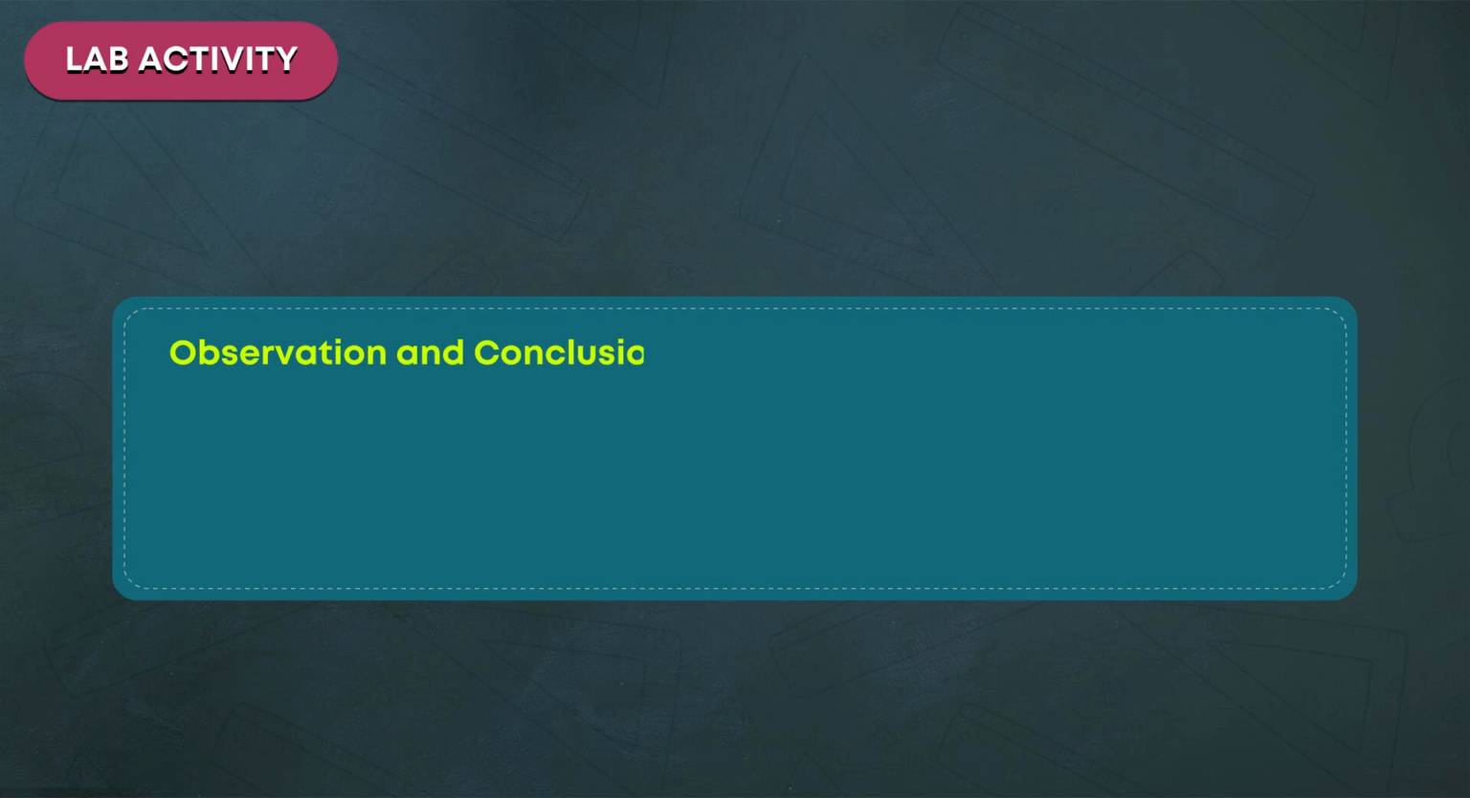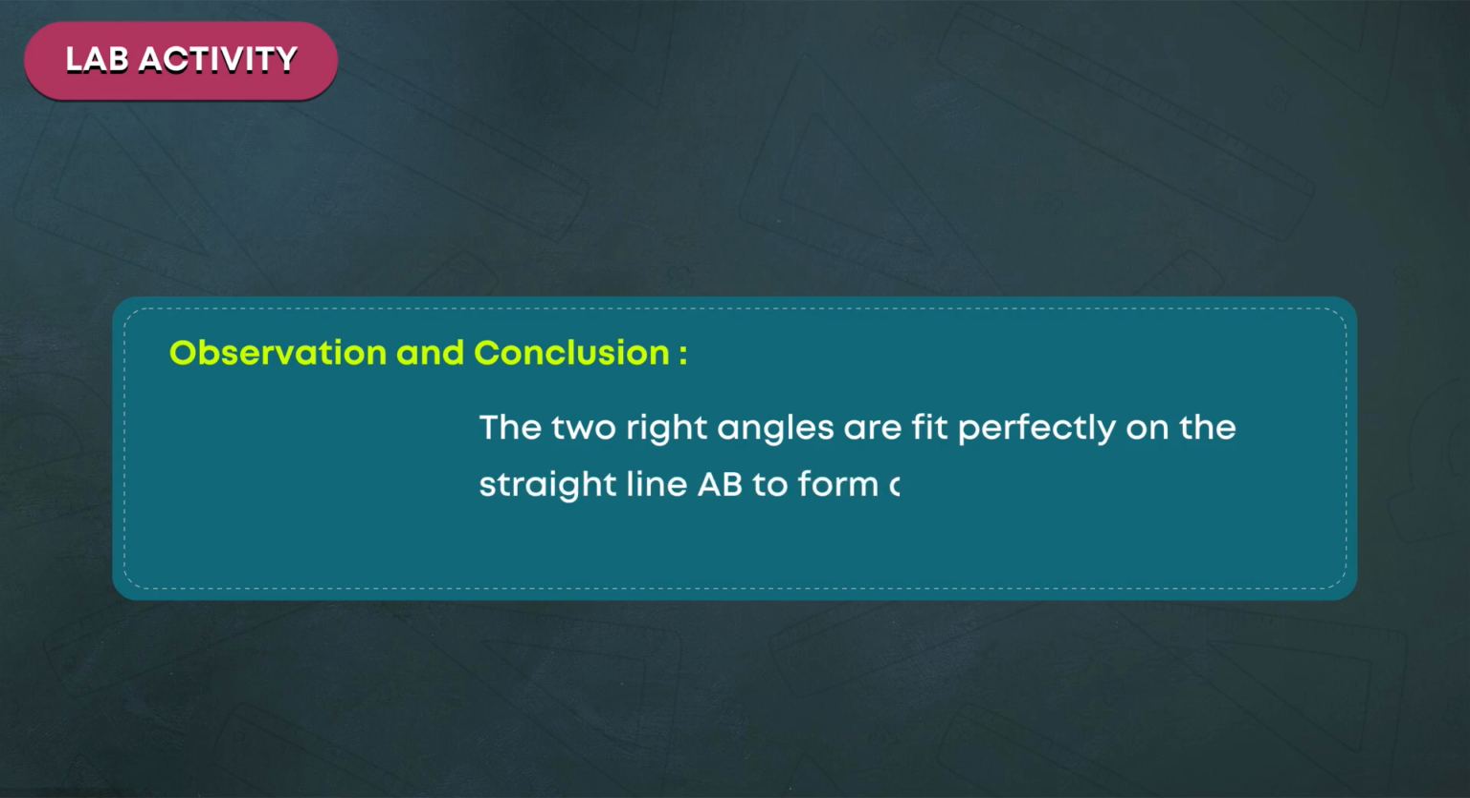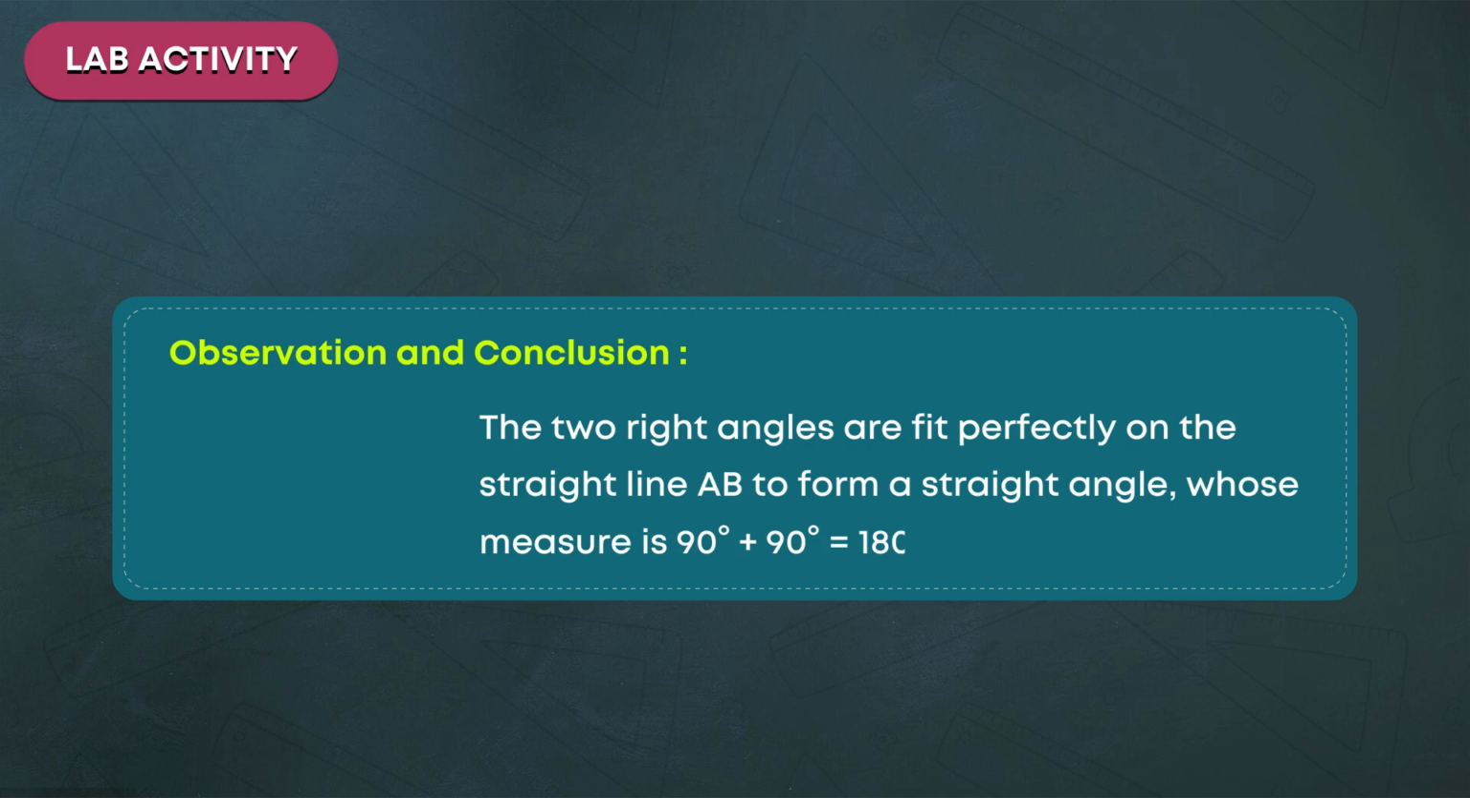Observation and conclusion. The two right angles fit perfectly on the straight line to form a straight angle whose measure is 90 degrees plus 90 degrees is equal to 180 degrees.